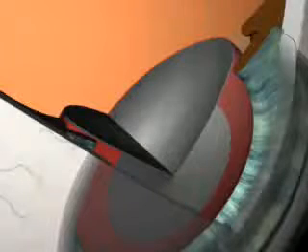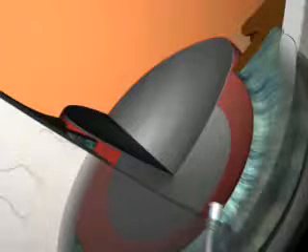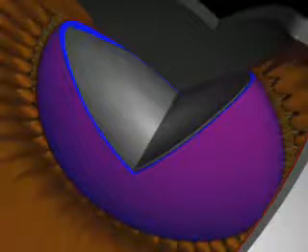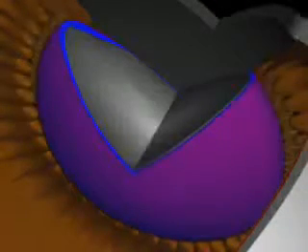Hydrodissection. Fluid is injected into the cortical layer of the lens under the lens capsule. As the fluid is injected, a fluid wave is created that separates lens nucleus and cortex from the capsule. This nucleus is now mobile and can be easily rotated during the next step of surgery.